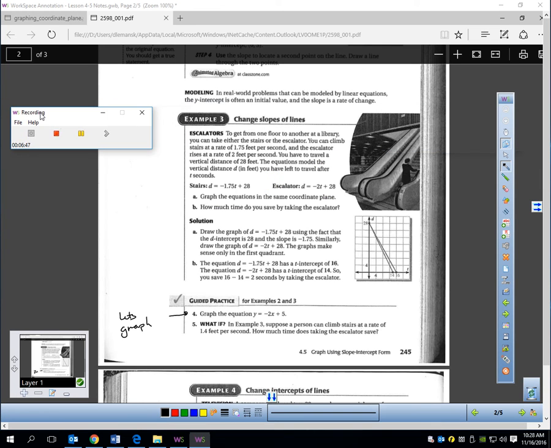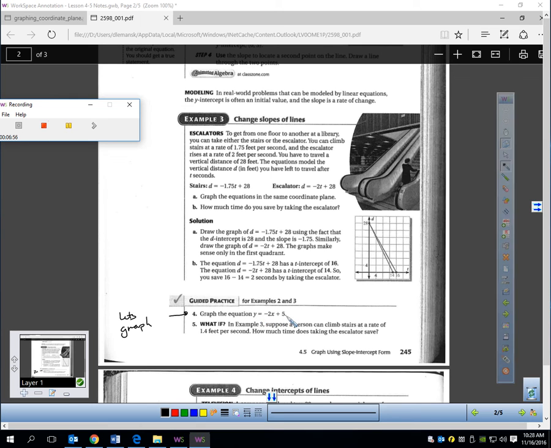Okay, now, next, let's now graph one of these. I want to graph the equation y equals negative 2x plus 5. Do you notice that this is in slope-intercept form? Okay, so let's highlight. My slope is right here in front of x. It's negative 2. That's my m value.